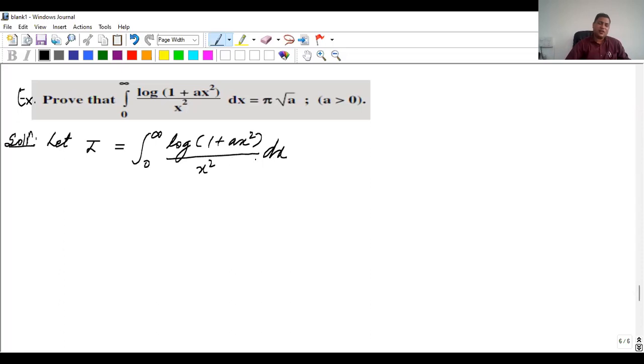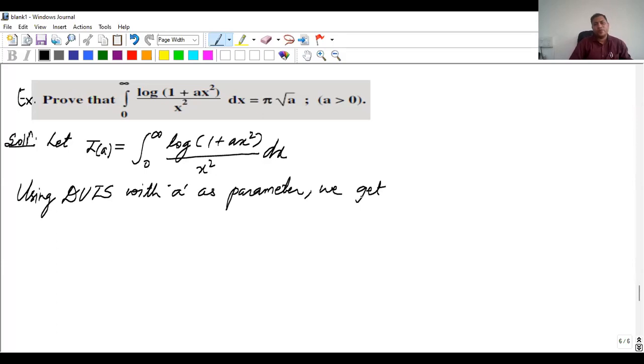So from here, you can check what is going to be the variable. Here, if a is a parameter, that means this is an integral of a. a is a parameter means what? It is an integral of a. So we can say here, using differentiation under integral sign with a as parameter.